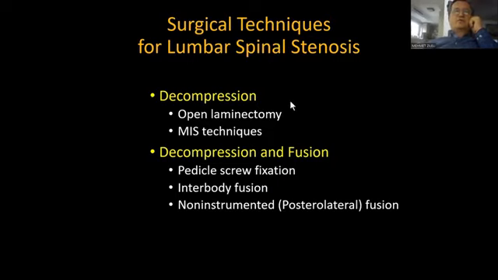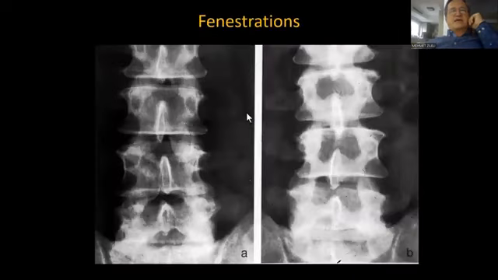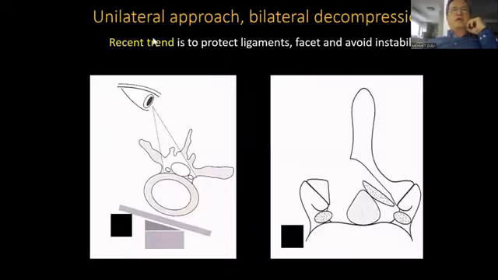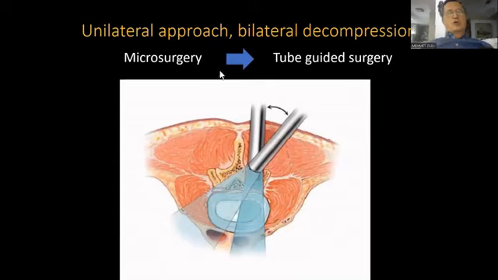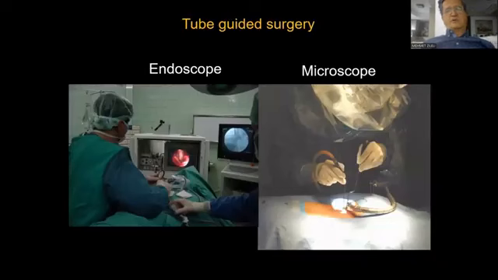The surgical techniques for lumbar spinal stenosis are decompressive surgeries and decompression and fusion surgeries. In the past, we used to do total laminectomies, then we switched to fenestrations, then we switched to a unilateral approach and bilateral decompressive surgeries to protect ligaments, facet, and avoid instability. So microsurgery or tube-guided surgery may serve that aim of unilateral approach and bilateral decompression. This is also my practice.